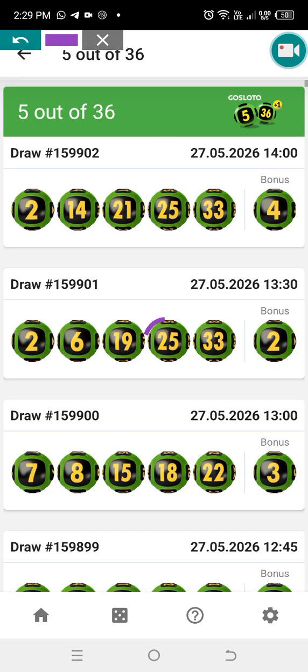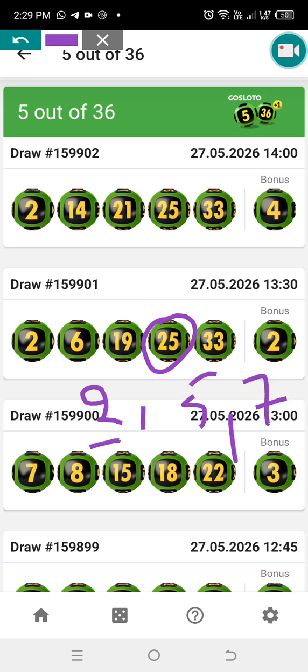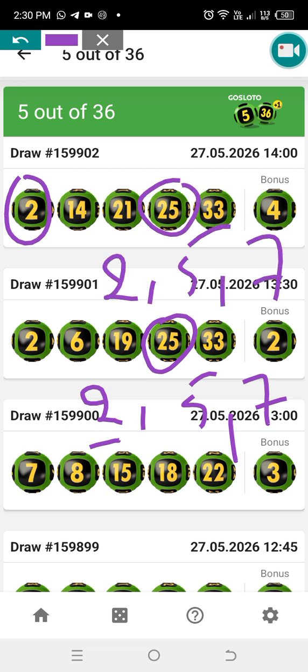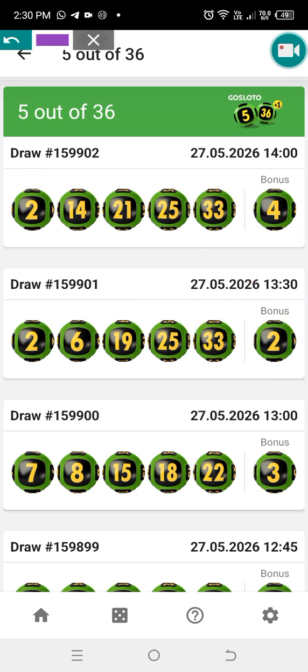2 and 5 and 7. 2, 5, 7. So even this one can be 22. You can see 2, 5, 7. Now we're moving over 7, 5 and 7. We're going to play 5 and 7. Let's move. Then the second method is complete.